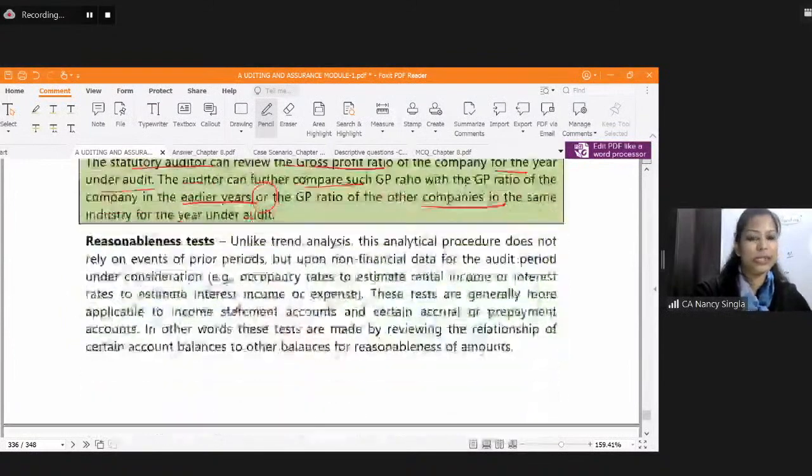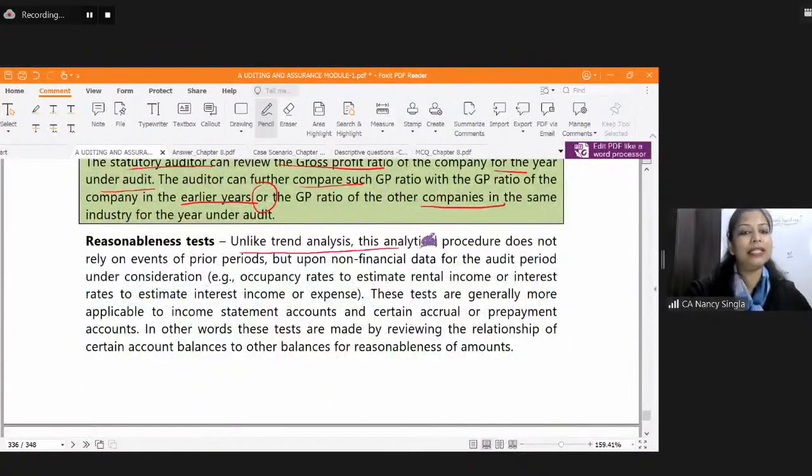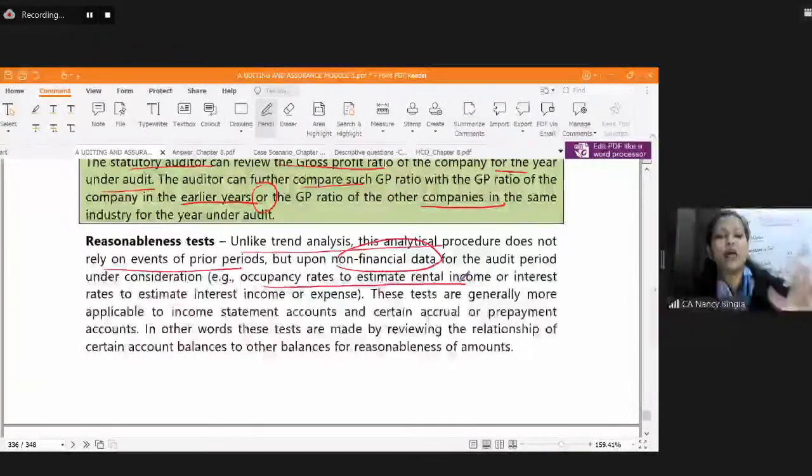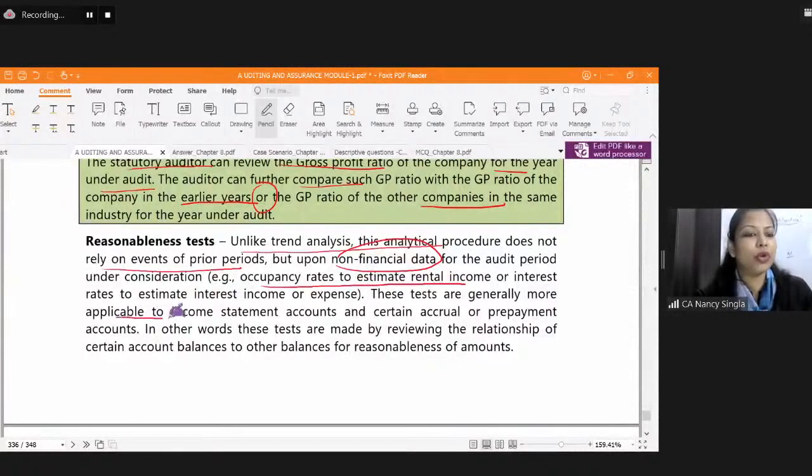What is reasonable test? Unlike trend analysis, this procedure does not rely on events of prior periods. I told you that it will not use the information of prior period, but on what? On non-financial data. For example, occupancy rate to estimate rental income. Auditor may say that there are 100 shops which are given on rent, and on an average, 10,000 is the rent from the shops. So 10,000 multiplied by the number of shops, the rental income should be that much. These tests are generally more applicable to what? Income statements.